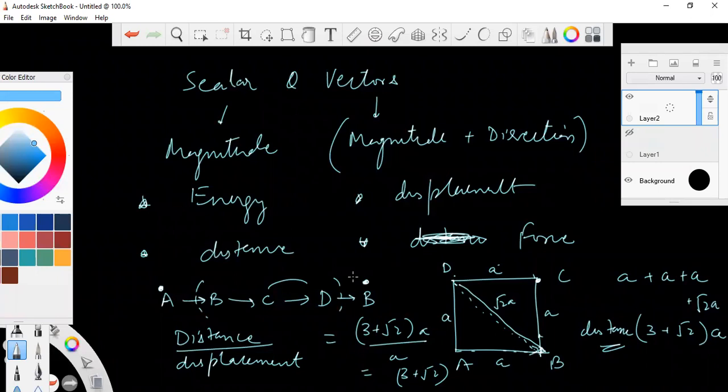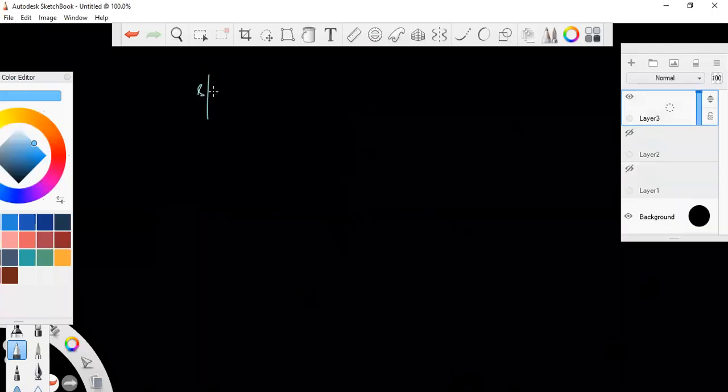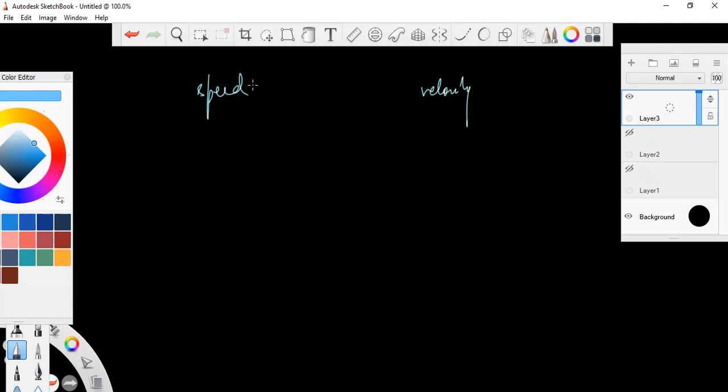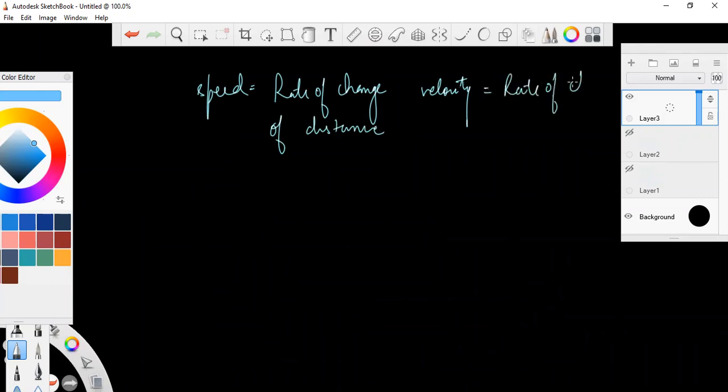Yes, sir. Next thing, do you know about speed and velocity? What is speed and what is velocity? Speed is the rate of change of distance with time. Rate of change of distance itself means distance by time. And velocity is the rate of change of displacement.